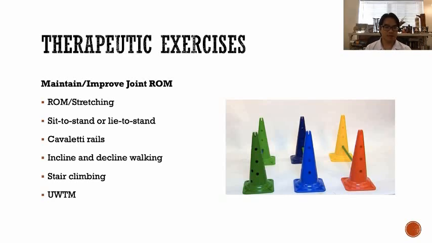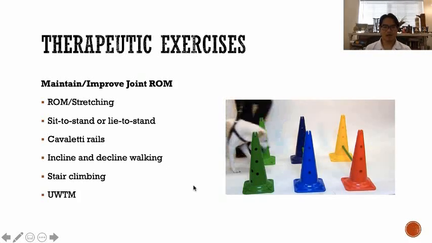Exercises to maintain and improve joint range of motion. Again, you can do range of motion stretching. Sit to stand is very, very good for range of motion of the hind limb, especially the hip, stifle, and tarsus joints. Lying down to standing up is not only good for the hind limb, it's also good for the range of motion of the front limb. You can do cavaletti.